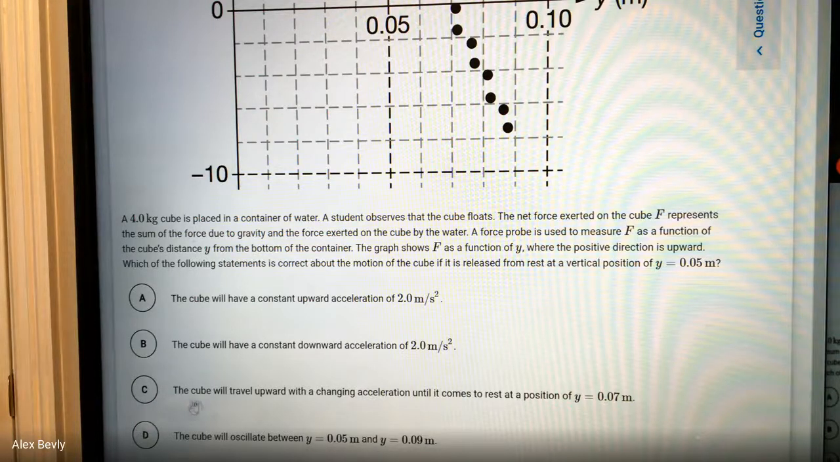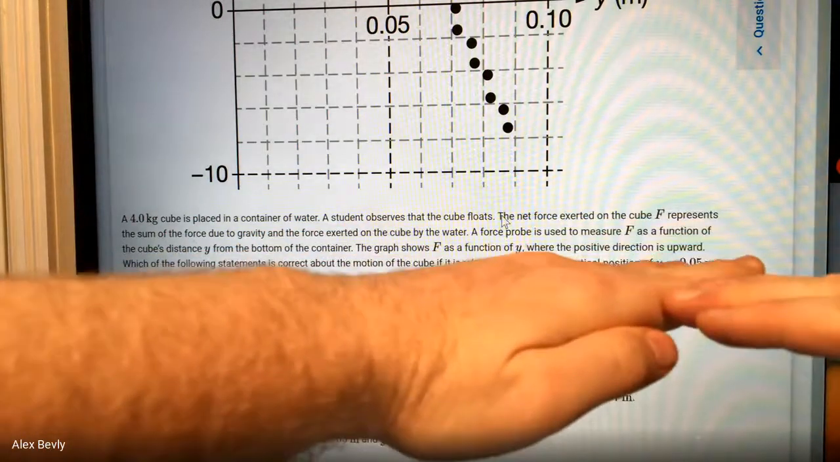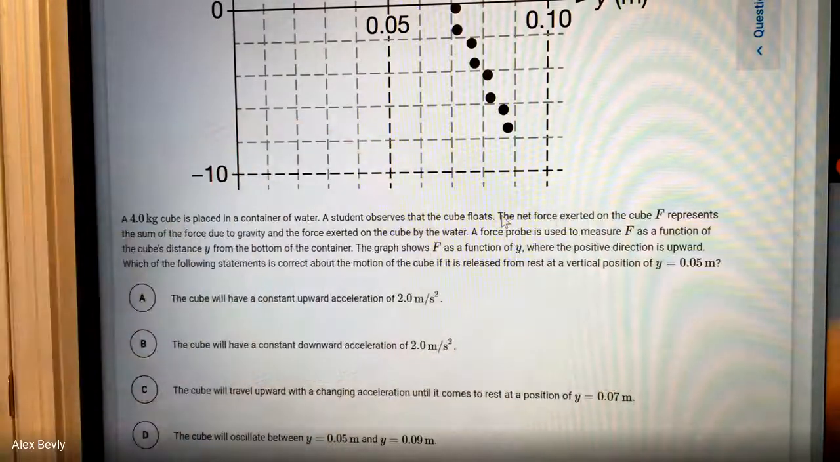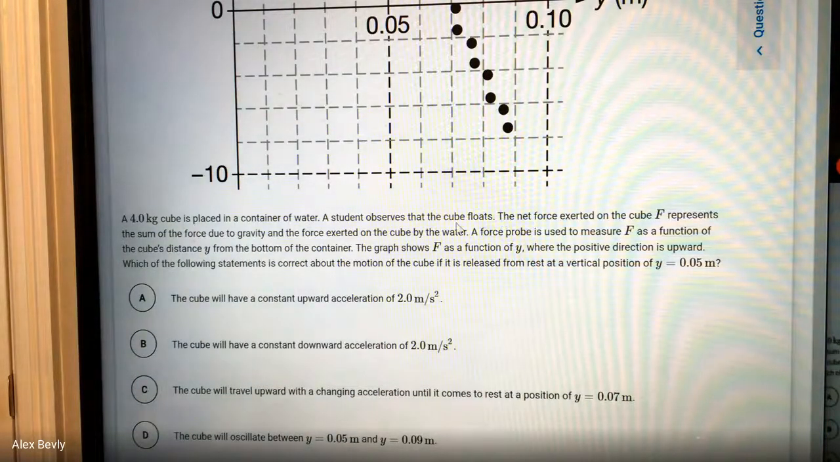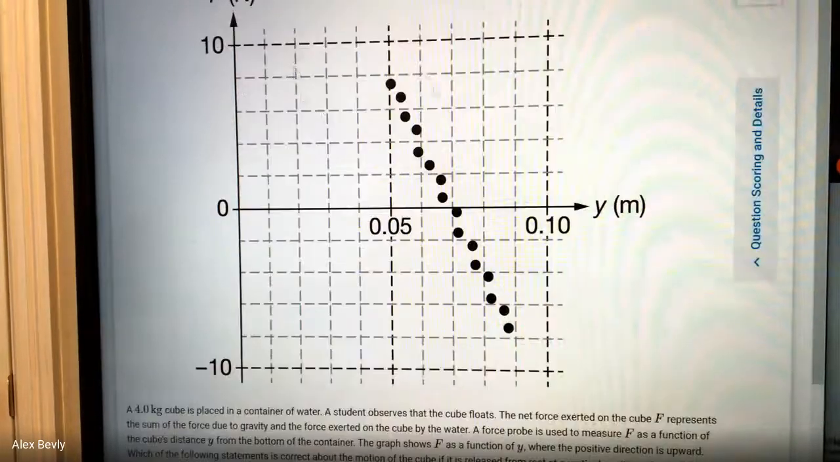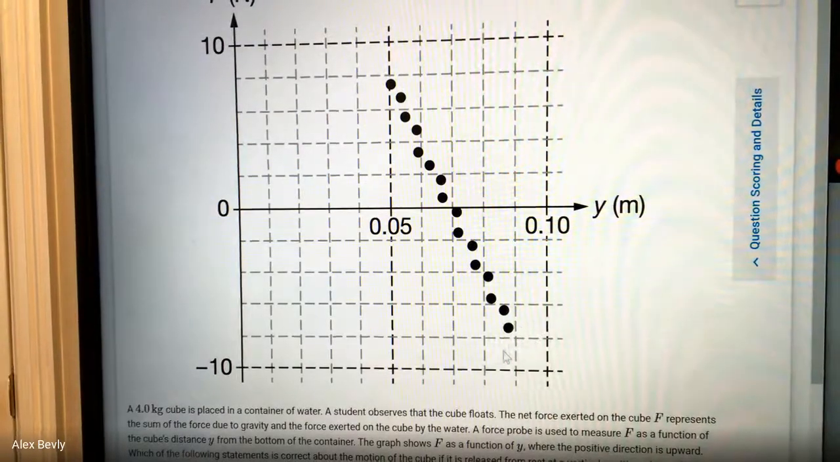D. And it's not super clear what's happening. I don't think the cube is being pushed all the way down into the water. I don't think it's jumping all the way out of the water. If I had to guess, I think they're trying to say the cube is just oscillating slightly around the top of the water. Yeah, weird question, weird way of going about simple harmonic motion. But it's going to oscillate between these 2 points, between 0.05 meters and 0.09 meters.